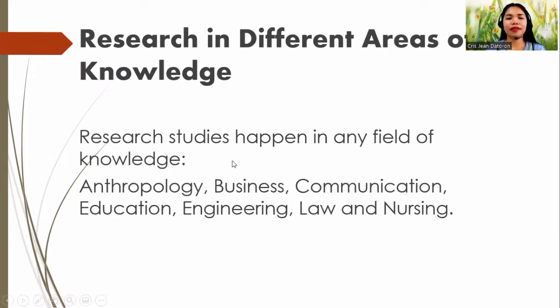Now, in this module, we will be dealing with first the idea that research is in different areas of knowledge. Right? Now, research studies happen in any field of knowledge. This was present in one of the questions in the activity, diba? That research studies happen in any field of knowledge. It doesn't just happen in one field of knowledge. Like the field of anthropology, business, communication, education, engineering, law, and nursing, and other fields of knowledge. So, research can happen in any of these fields. Okay?